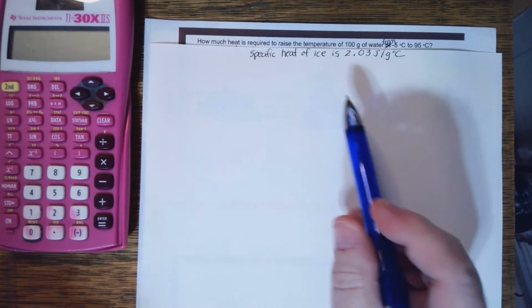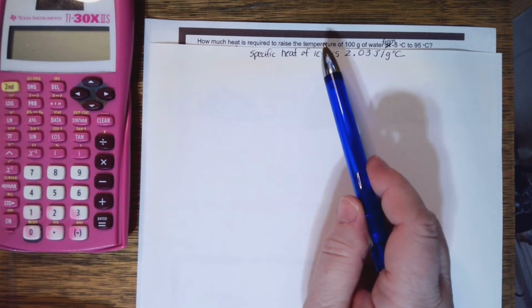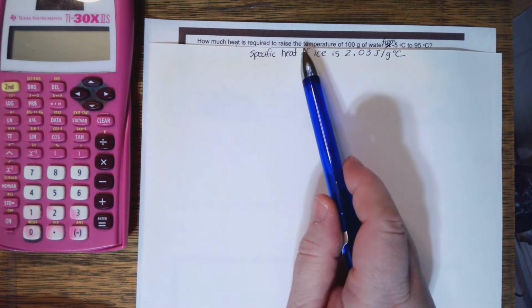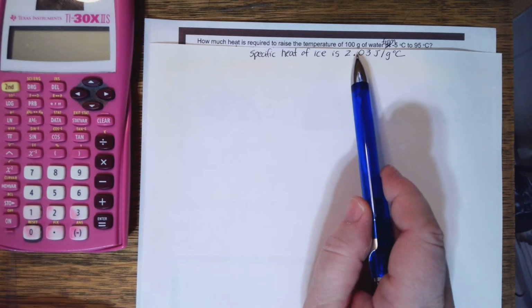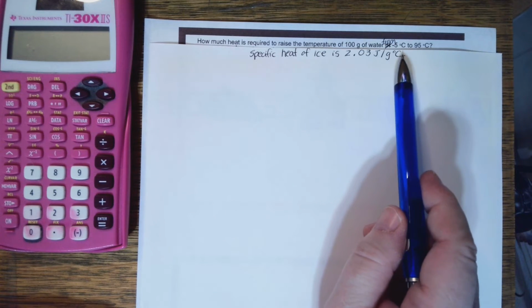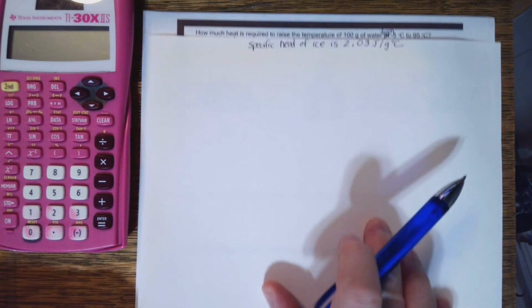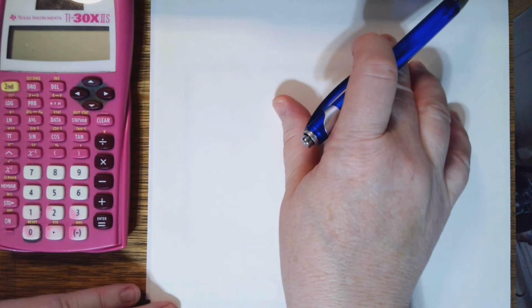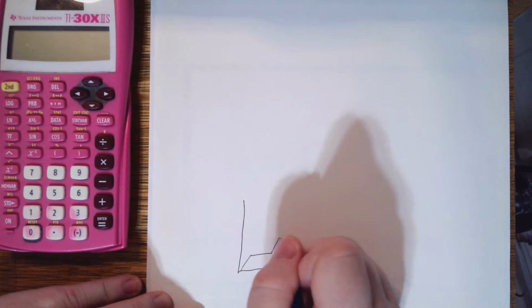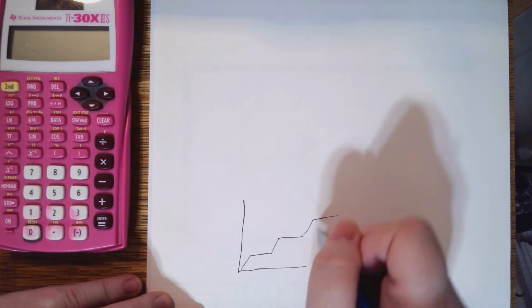Okay, let's try this problem again. This one is the most complicated one that I'm going to show you. So how much heat is required to raise the temperature of 100 grams of water from -5 degrees Celsius to 95 degrees Celsius? Here's what I need you to remember. So let's just go down here and jot this for a second. Here is a heating curve for water.